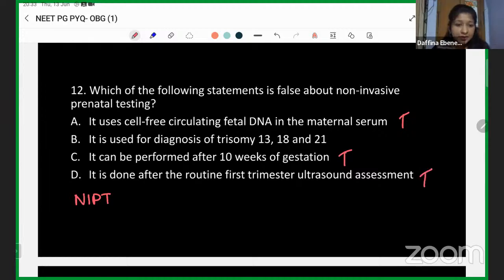So, which is the false statement? It is used for the diagnosis of trisomy 13, 18, and 21. Is it used for the diagnosis? No, it is a screening. It is not used for the diagnosis. It is used for the screening of chromosomal anomalies. So that will be the answer to this question.